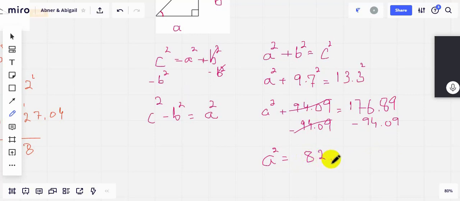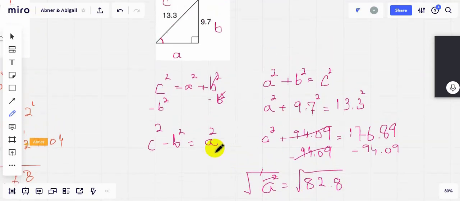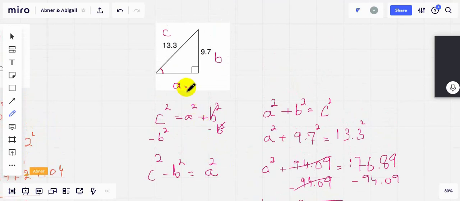That's good. Now we will take the square root on both sides, as we need the value for a, not a squared. The square and square root cancel each other, so it will be just a, and the square root of this value is 9.1. So a is 9.1. It's really easy to use the Pythagoras theorem to find the missing sides. That's how you find the adjacent side. Now similarly you can find the opposite side as well.